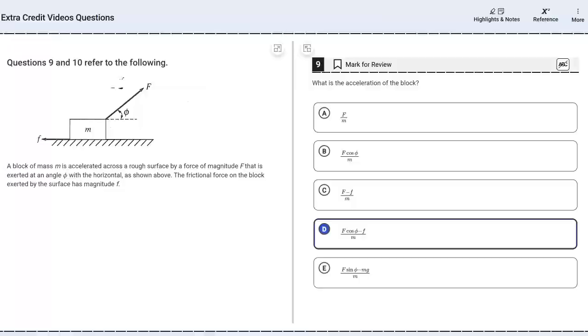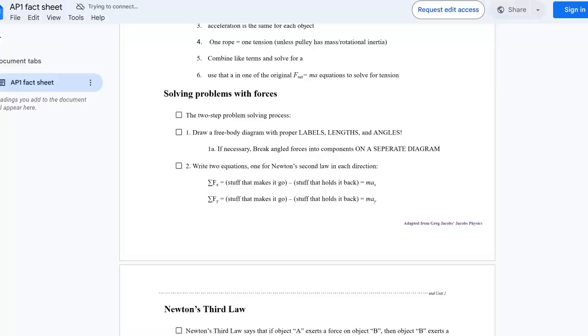And we know from our physics facts that when we're given forces, the first thing we've got to do is draw a free body diagram. And then we also need to know Newton's second law. We need to know this for pretty much every problem. So the sum of forces, which is the stuff that makes it go minus the stuff holding it back, equals MA. And that's for each direction, horizontal and vertical. That's really important in these problems, this problem specifically.